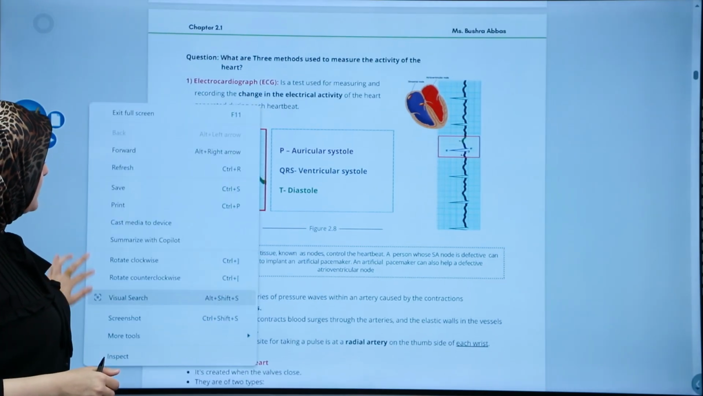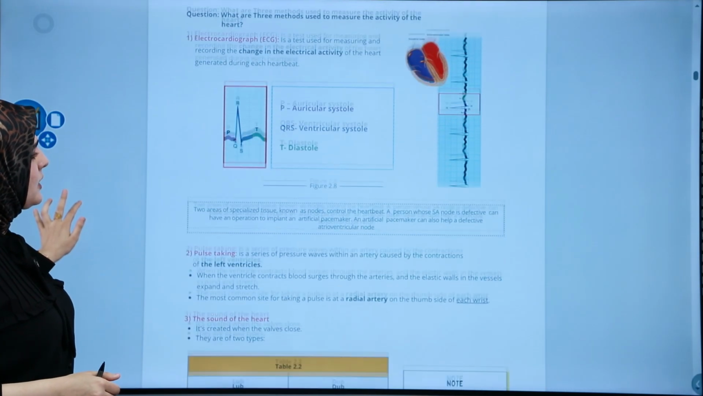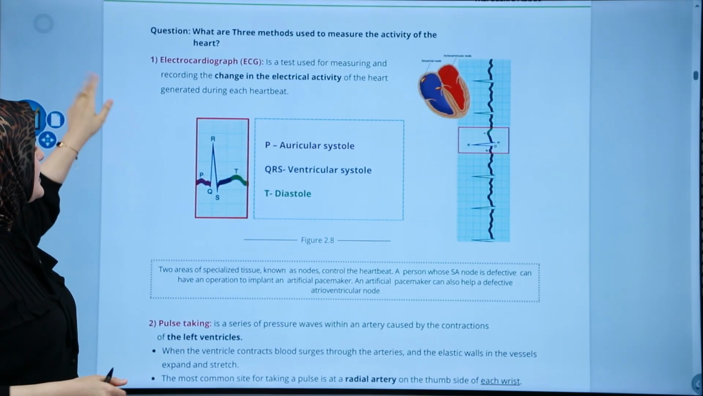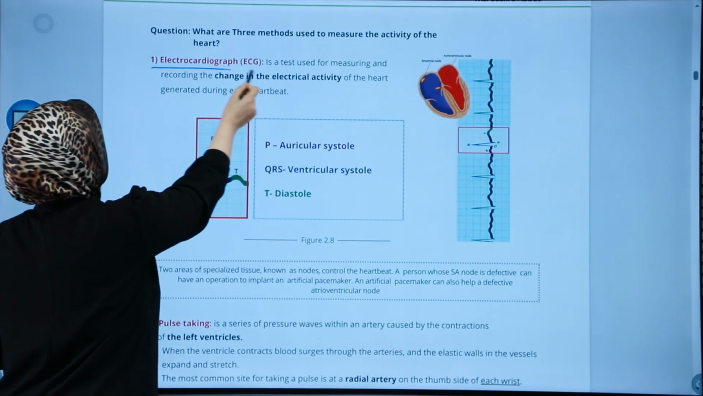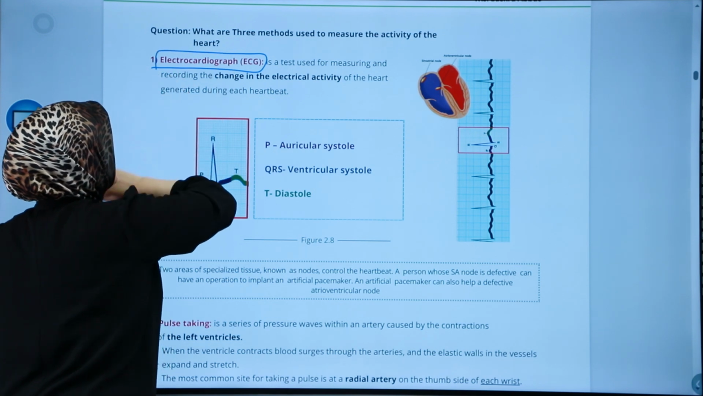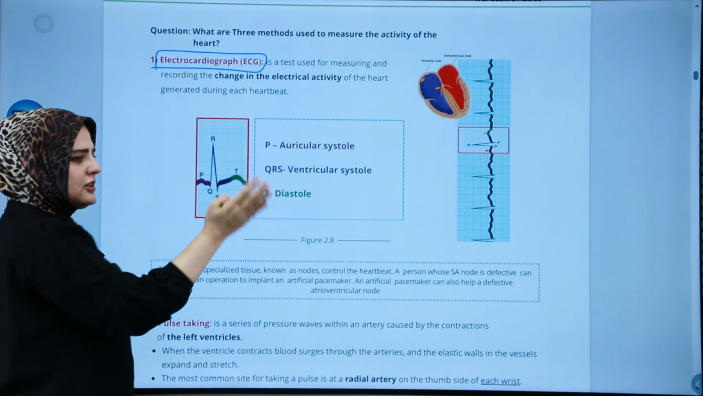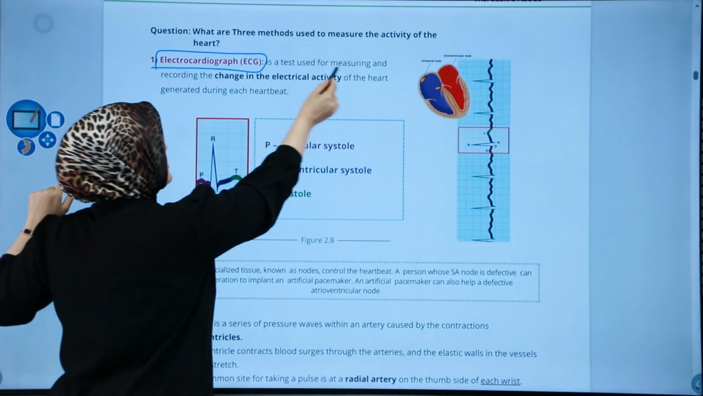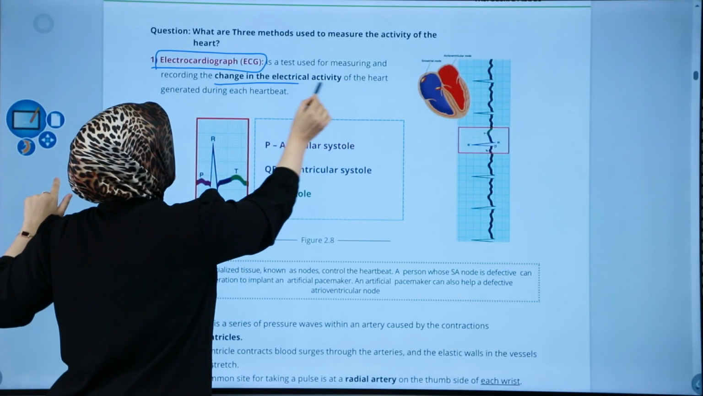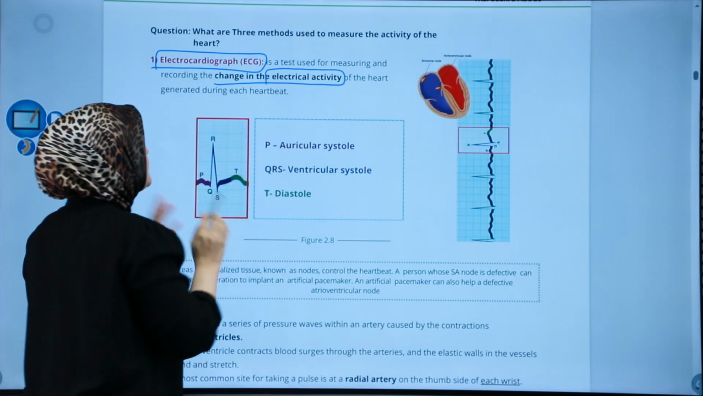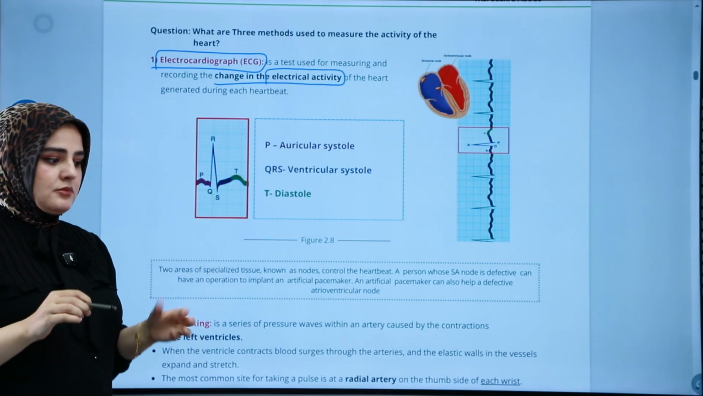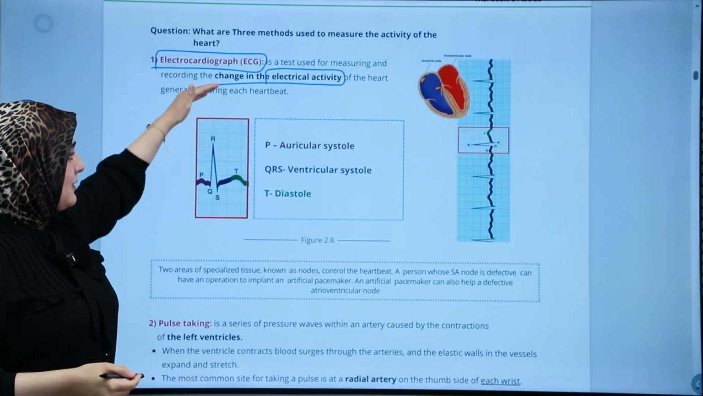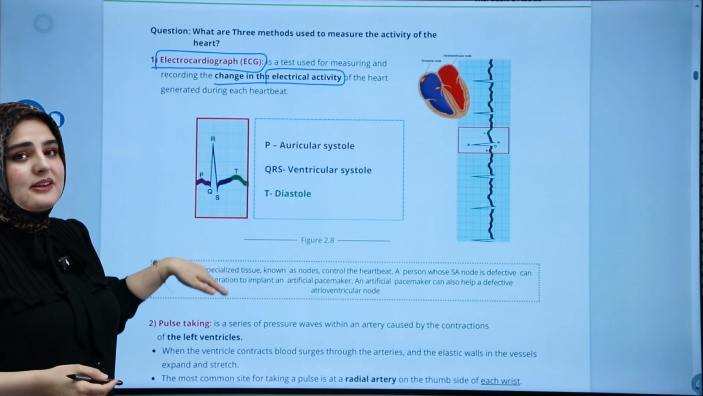So we have these 3 methods that are used for what? Measuring heart activity. The one I didn't mention in the table is the electrocardiogram. Electrocardiogram, ECG or EKG, in the UK they call it KG, is a test used for measuring what? Changes in the electrical activity of the heart. The nodes make this electrical activity, and the reading of that you're going to see here.